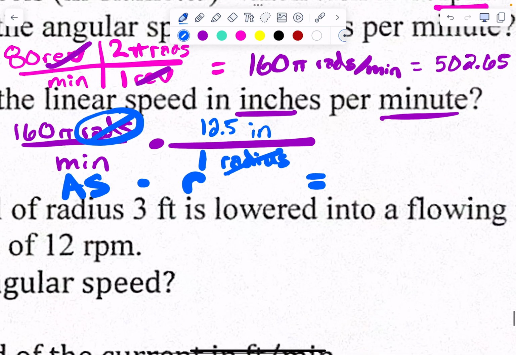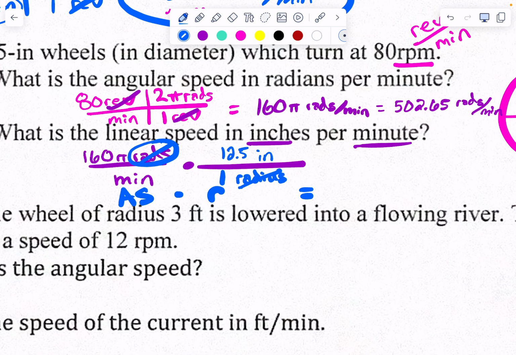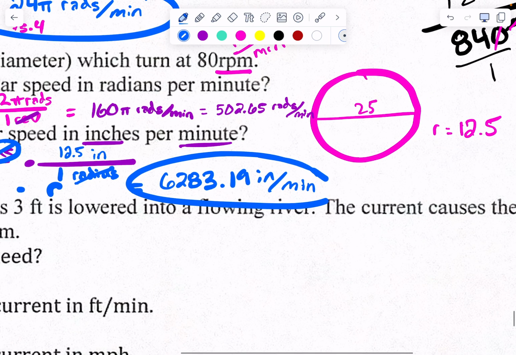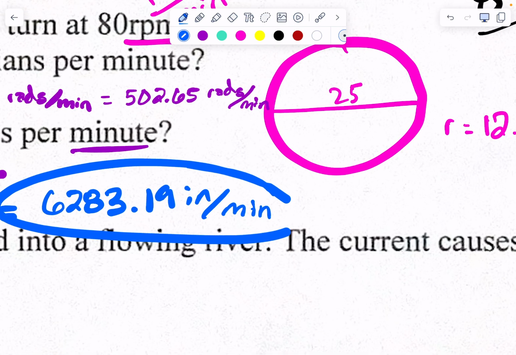Do you see why that is? It's just another train tracky thing. Radius cancels with radians, and then you have inches per minute left over. What is that answer as a decimal? 6283.19 inches per minute. 160 pi radians per minute times 12.5.